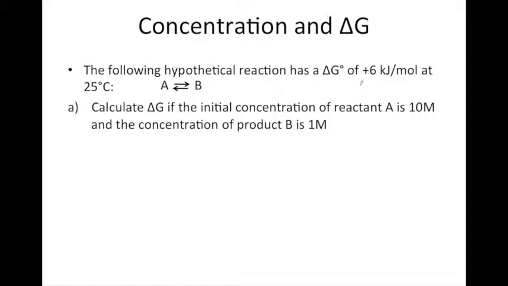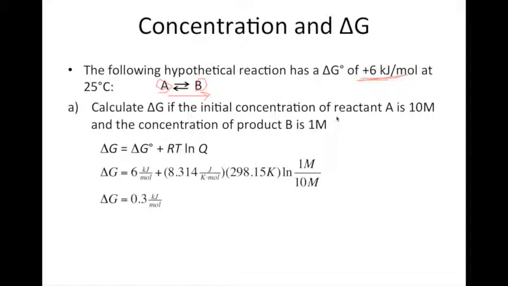Okay. So let's start off first with our prediction. Here, we're increasing the concentration of A and decreasing the concentration of B. Again, at standard conditions, everything would be 1 molar. So A is higher than it would be under standard conditions. So I would predict that the reaction is more likely to be spontaneous. So delta G should be less than this delta G standard under these conditions.